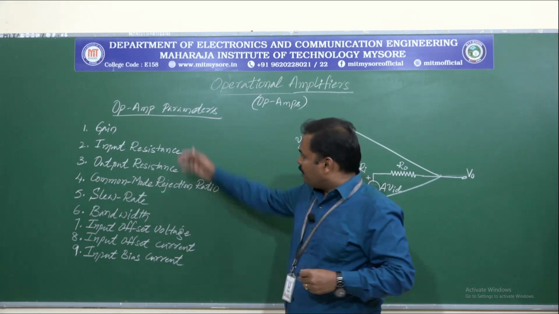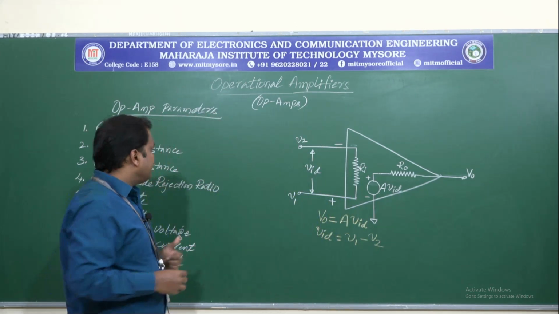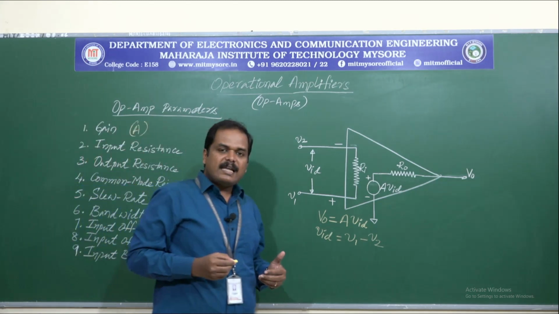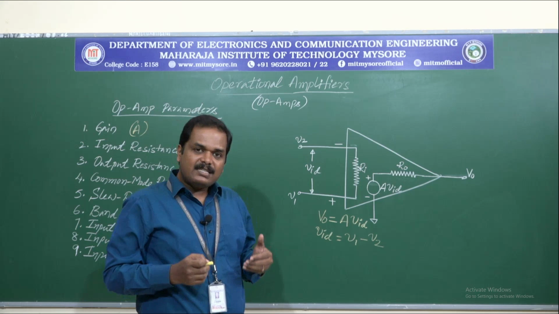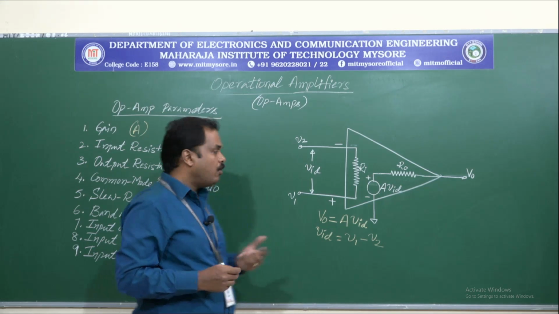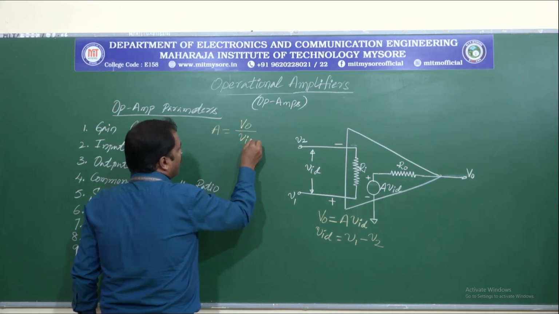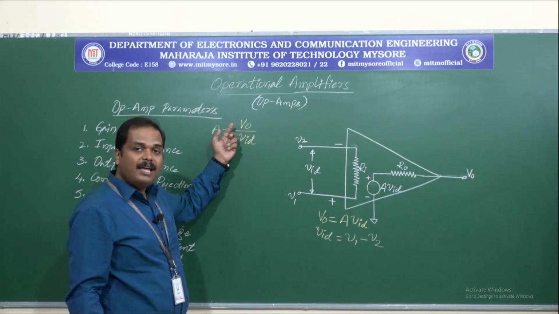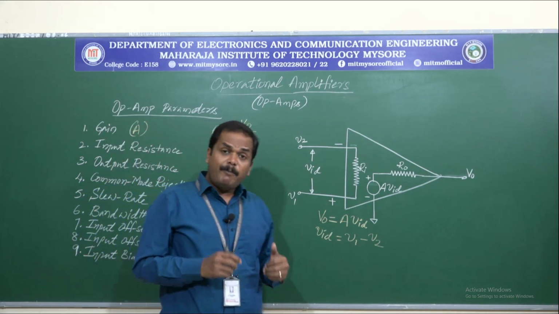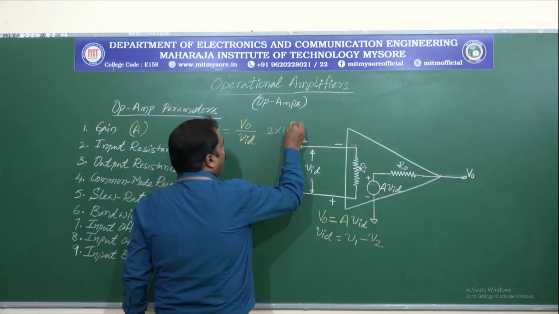Now let us get into these parameters. As listed, the very first parameter is gain. This gain is represented by A. Generally we call this the open loop gain, and it is the ratio of the output voltage to the input differential voltage. So A can be written as V0 divided by VID, where V0 is the output voltage and VID is the input differential voltage. Typically this open loop gain will be 2 into 10 to the power of 5.